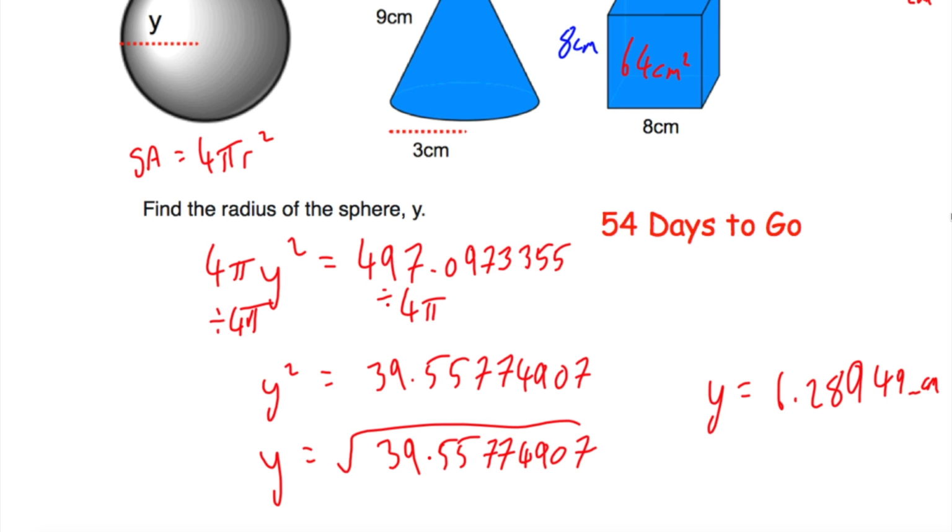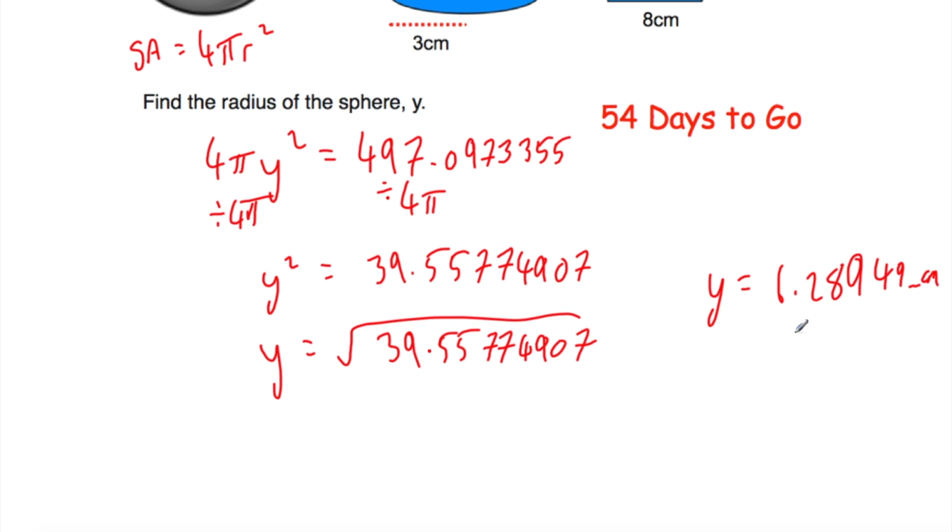Now the question doesn't ask us to round it to any particular number of decimal places, and I'm going to round that to 4 decimal places. So that'll be 6.2895 centimeters to 4 decimal places. And if you got that, well done.